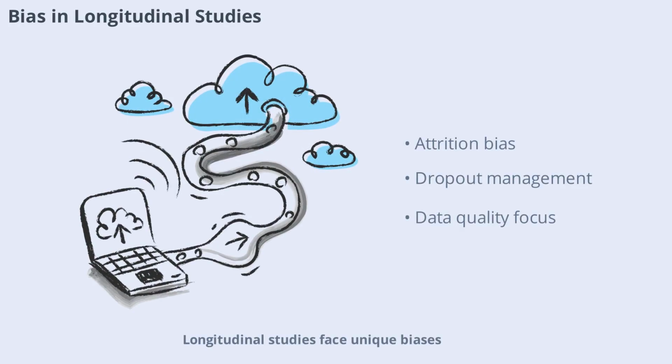Longitudinal studies face unique biases such as attrition bias when participants drop out over time. This can lead to incomplete data and affect the study's conclusions. Researchers use strategies like regular follow-ups and incentives to reduce dropout rates and maintain data quality.